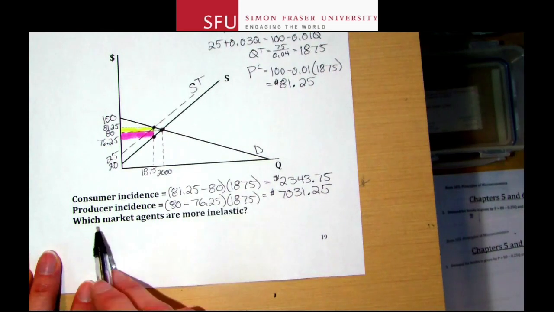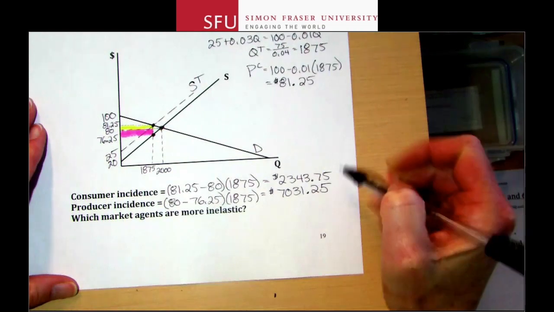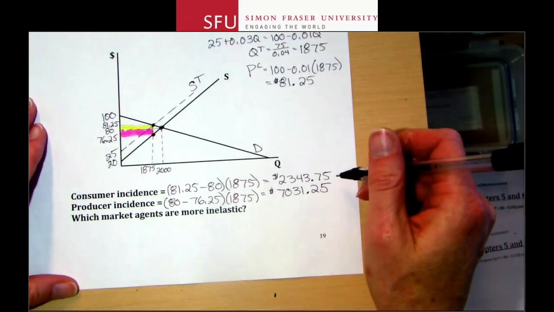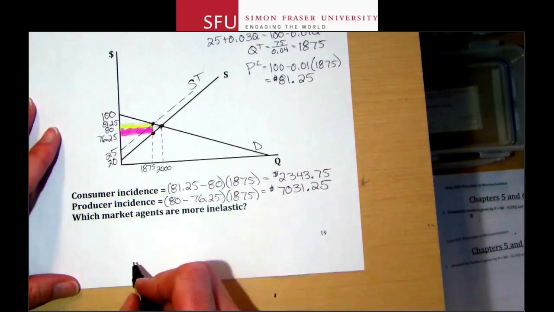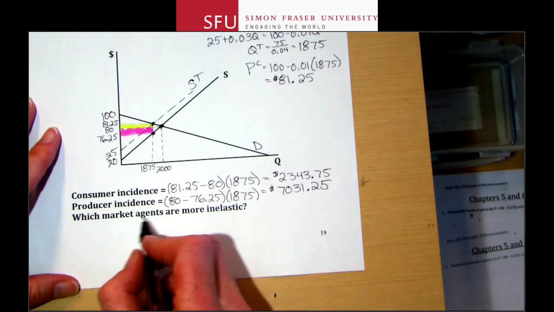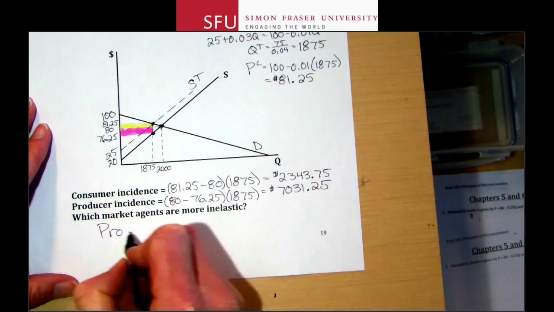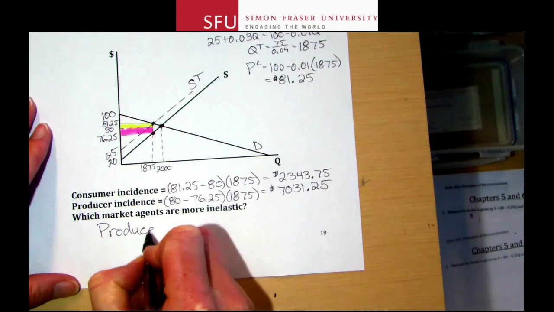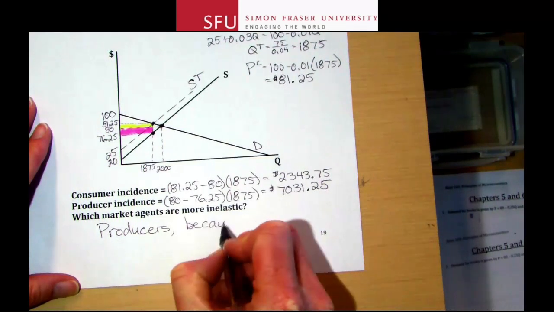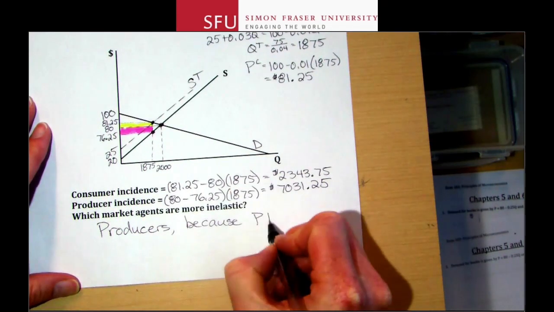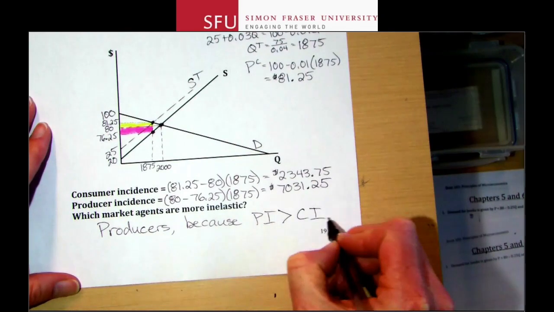All right, so which market agents are more inelastic? All we do is, you don't have to actually measure elasticity. You just know because they're paying more of the tax. So market agents means producers or consumers. So which are more inelastic? Producers are. I'll just put PI, so producer incidence is greater than consumer incidence. And that's it.